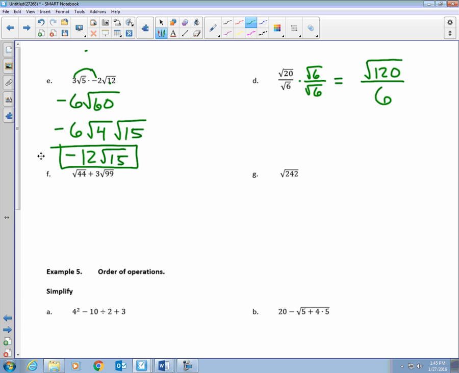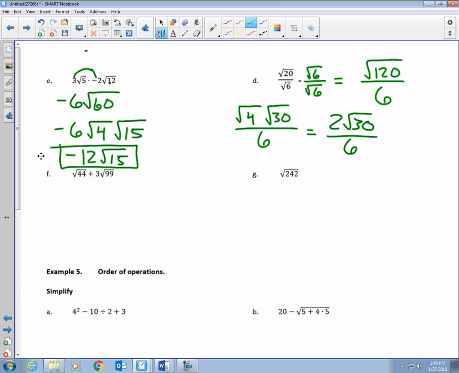Now I have to think of what 120 is divisible by. And sometimes, that's a big number, so I just try one of the smaller ones. So is it divisible by 4? Can you divide by 2 twice? Yeah. So we'll do 4. Divide by 4 would give me 30. So I have the square root of 4 times the square root of 30 over 6. What's the square root of 4? 2. So I have 2 roots of 30 over 6.